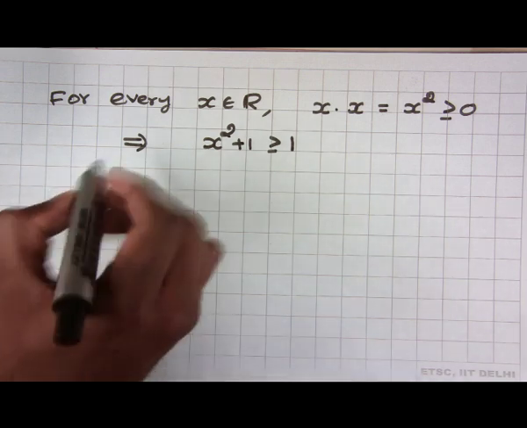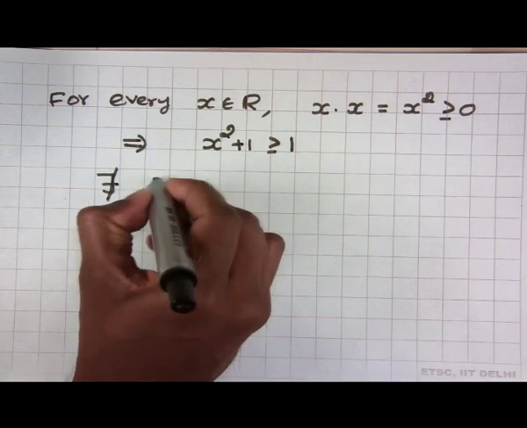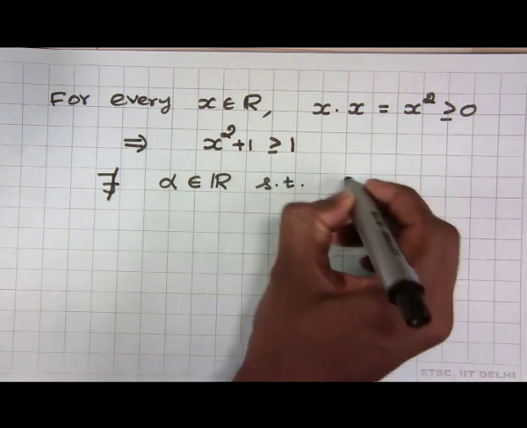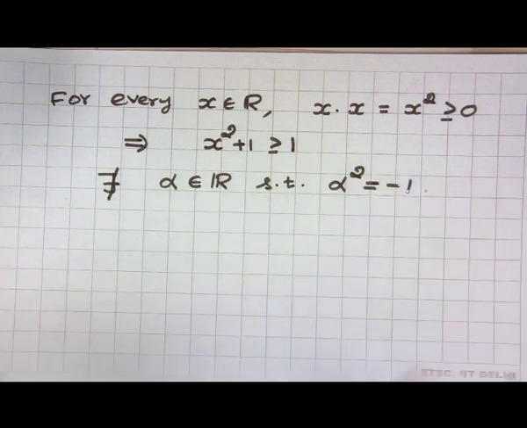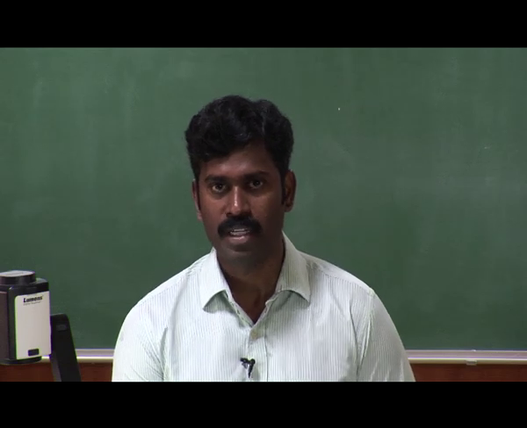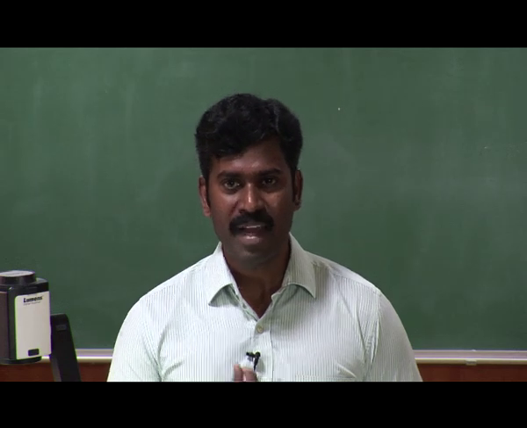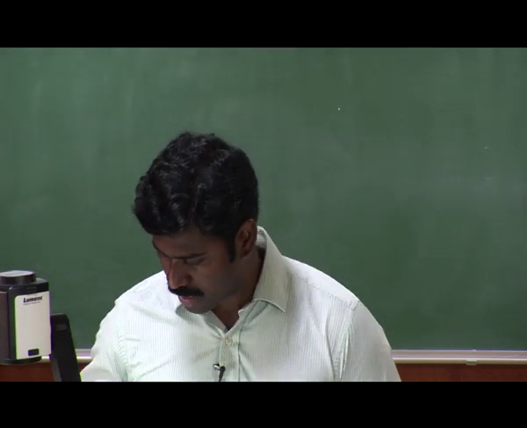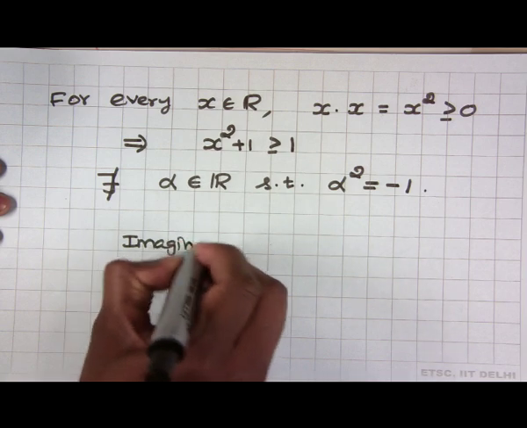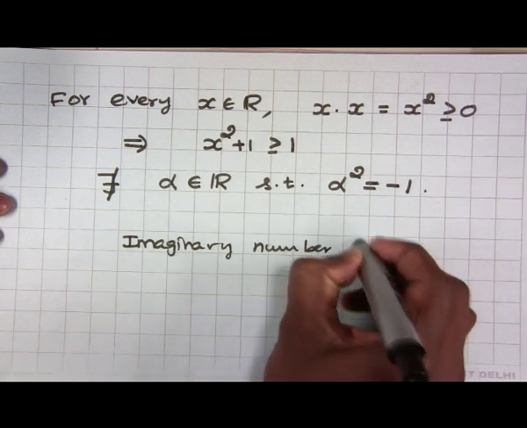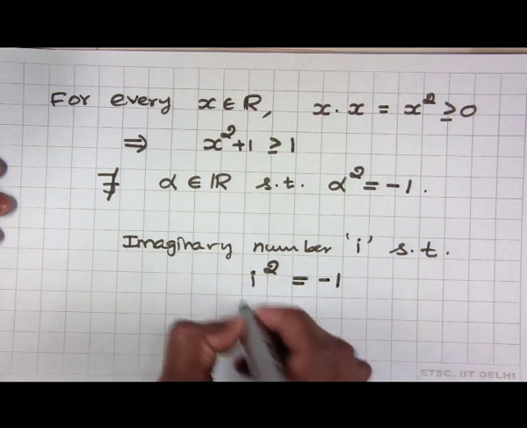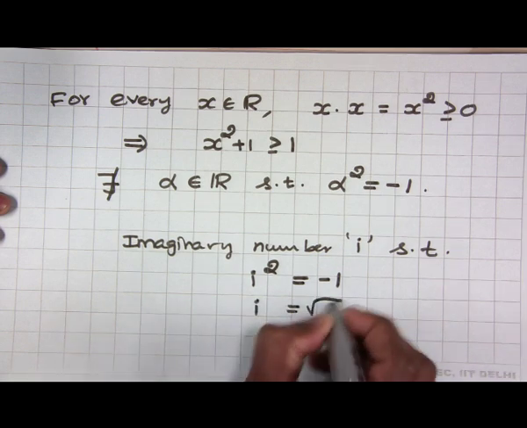So, which means that there does not exist an alpha in R whose square is minus 1. Okay. So, we observe that there is no real number whose square achieves minus 1. This is the place where we introduce the imaginary number which achieves this. That is what we call the number I. So, we introduce the imaginary number I such that its square is minus 1, and we mean this way, I as square root of minus 1.